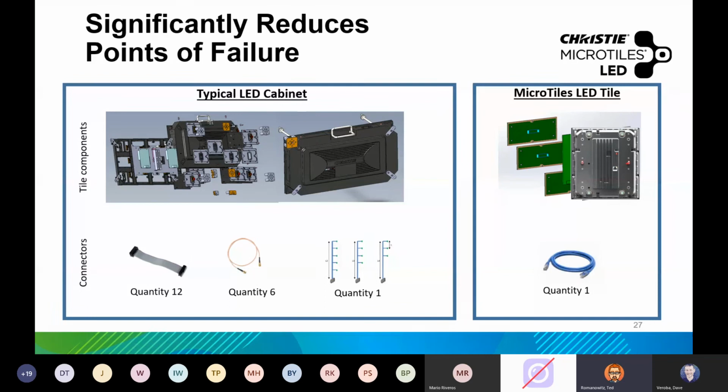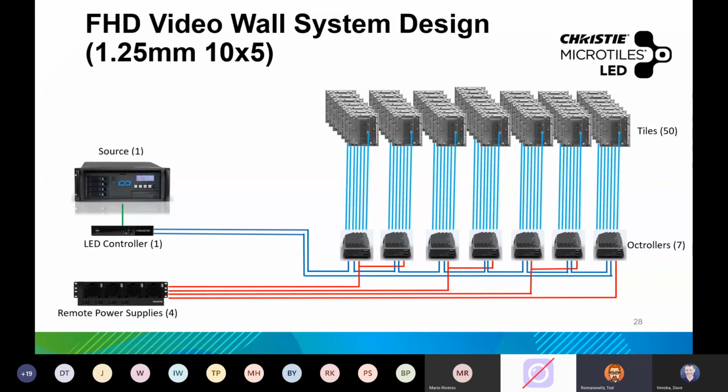This is the magic behind the design, and it's a single cable that connects the tile to the Octroller. So let's talk about the system architecture, right? Let's go to the next slide, please. This shows the wiring diagram for an entire full HD wall at 1.25. So it's a 10 by 5 array or 50 tiles. So it shows a single source, Pandora's box, connected into our E1100 controller.